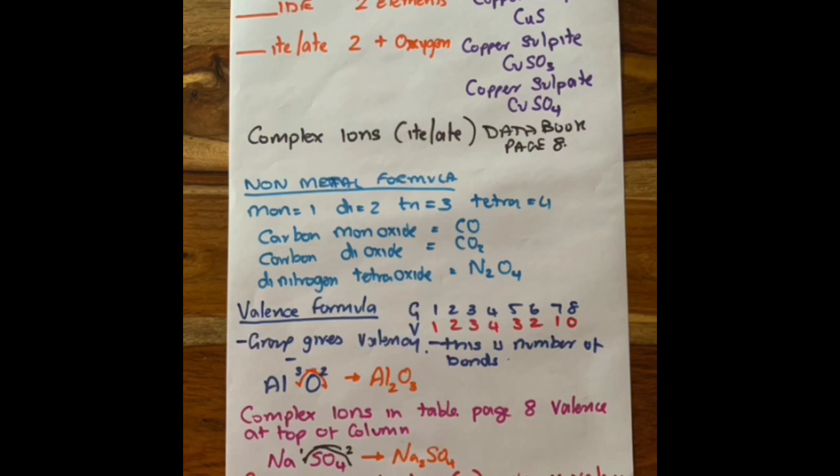Formulae. IDE, 2 elements, ITE, ATE, 2 elements plus oxygen. Non-metal formulas, mono, di, tri, will give you the number of that atom that is there. And the valence formula. Use the valence formula for majority of things that you're going to come across. The valence formula involves the swapping of the valences.